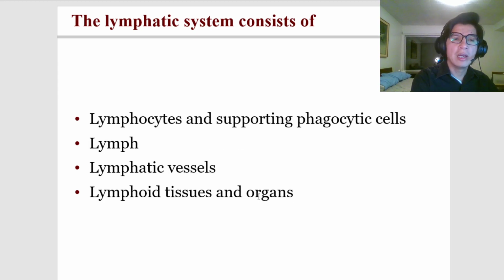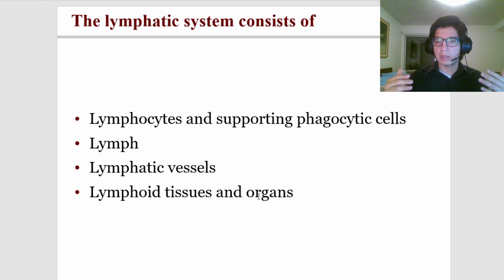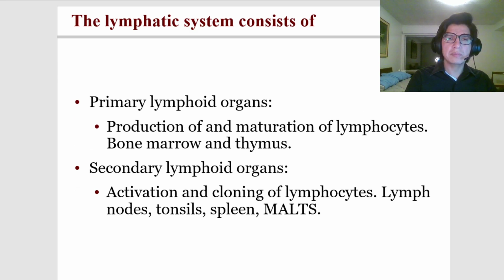You also have the lymph, which is where these lymphocytes are going to be exposed to foreign invaders. We're going to look at the relationship between blood, interstitial space, and the lymphatic system, and how this sequence allows the lymph vessels, the lymph itself, to survey our body for foreign invaders. You have the lymphatic vessels carrying the lymph, and you have your lymphatic tissues and organs.